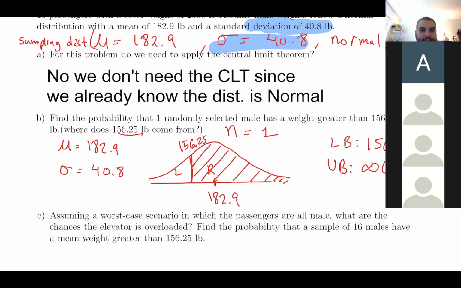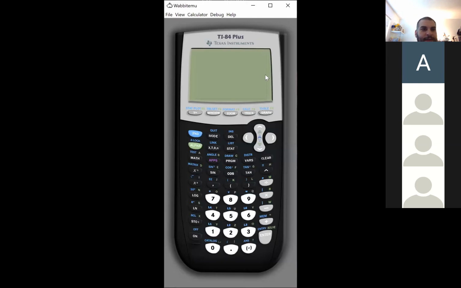All right, so I'm going to do this one using the TI-83. So we'll say on. So we'll go second and then go VARS. You do normal distribution. We'll put lower. Lower bound is 156.25. My upper is 10 to the 10 power. I already had it.